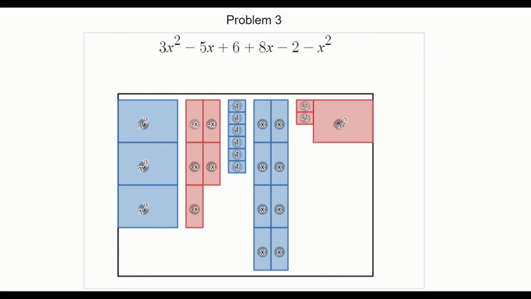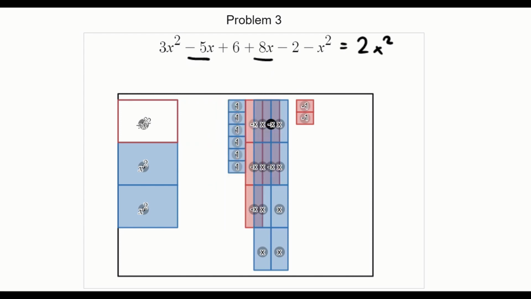Problem 3. Let's group our x squares together. What's 3x squared minus x squared going to be? Remember that when we have opposite signs, these are going to cancel out. So it looks like we're left with 2x squares. Now let's combine our x's. What's negative 5x and 8x going to be? Just like before, these are opposite signs, so they're going to cancel out. So it looks like we're left with 3x's left over.